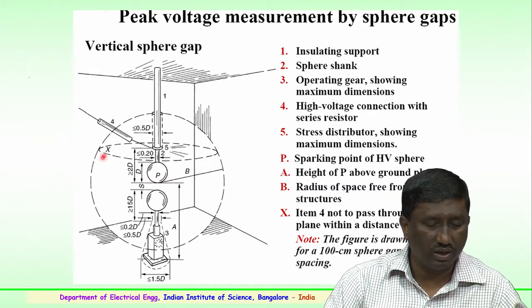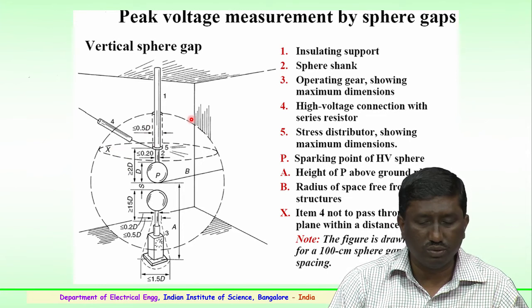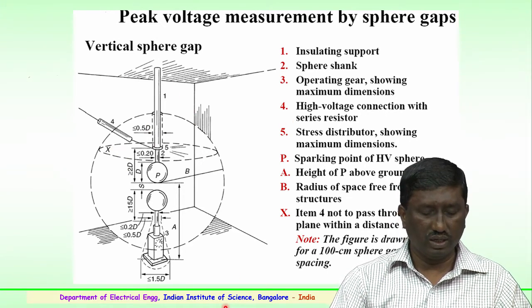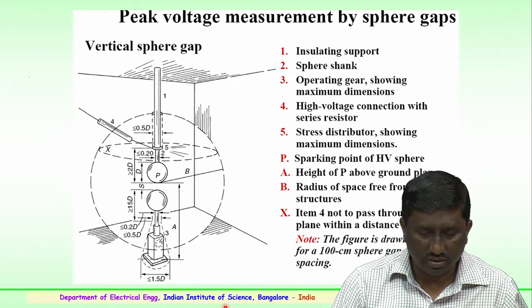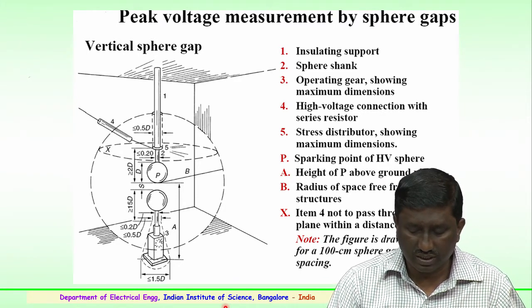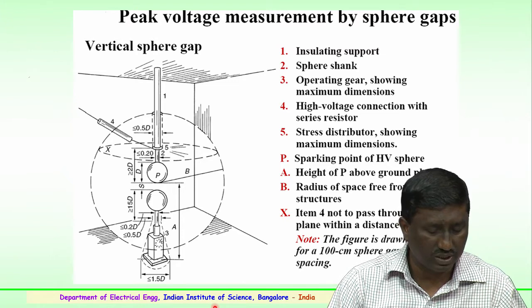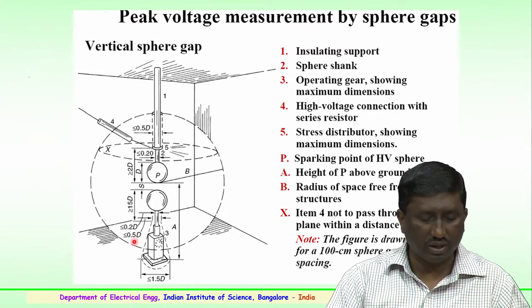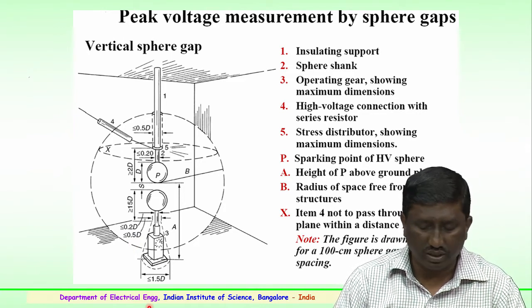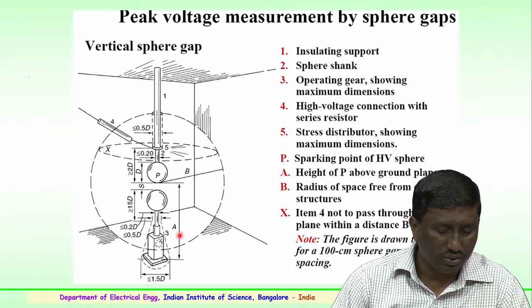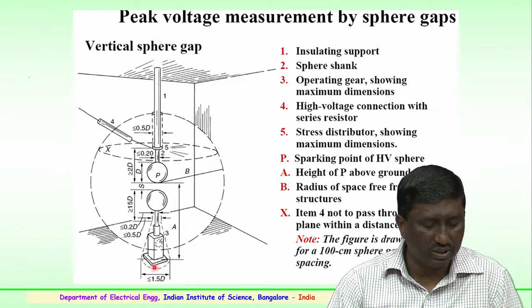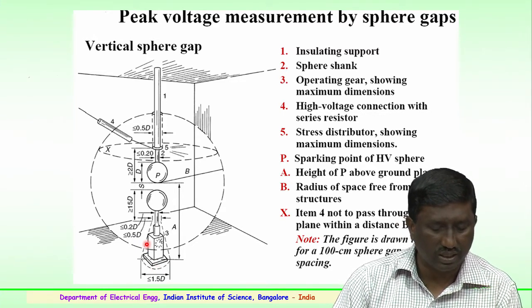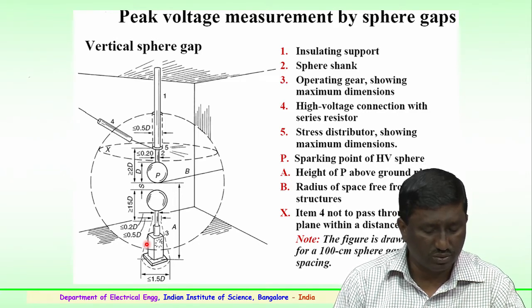So, this figure, peak volt measurement by sphere gap assembly, a vertical sphere gap assembly, is indicated for a sphere gap of 100 centimeter radius. All these dimensions which have been mentioned are with reference to the 100 centimeter sphere gap radius. Very clearly the dimensions have been given. This is taken from the IS and IEC standards for measurement of peak voltages by sphere gap.